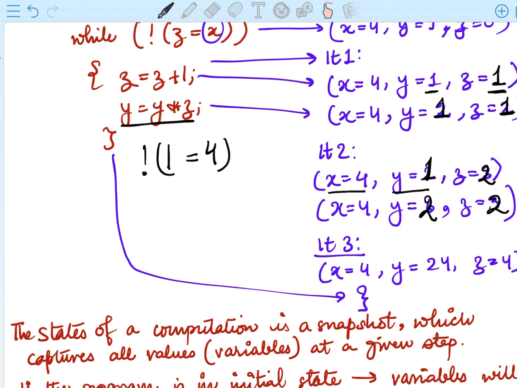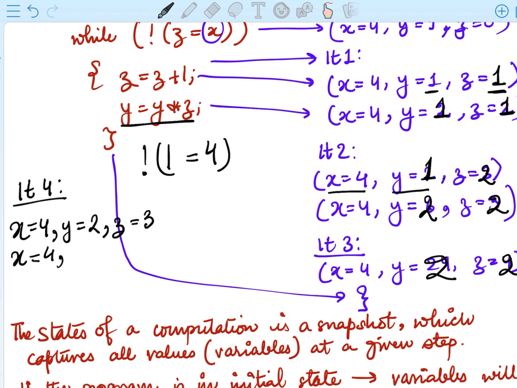Then we come to the third iteration. X equals 4 and y equals 2 and z equals 2 again. Here z is 2 and x is 4, so the loop can go on. We will have iteration number 4 where x equals 4, y equals 2 and z equals 3. In the next command of the loop body, x equals 4, y equals 6 and z equals 3.